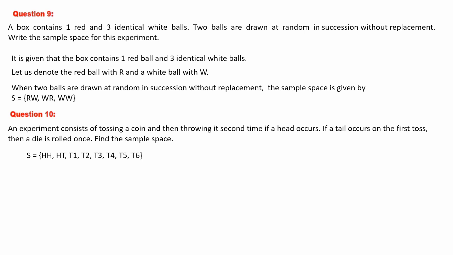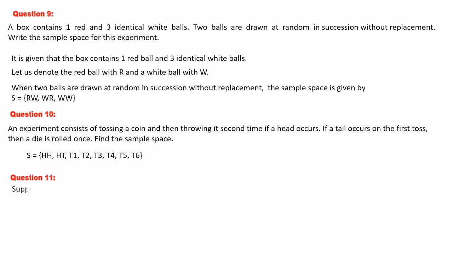Then in the first toss, if you are getting the tail, then you will roll the die. That means the die has 6 faces. So the possible outcomes are T1, T2, T3, T4, T5 and T6. Tossing a coin, you are getting the tail, then from the die you may get 1, then tail and 2, tail and 3, and so on, until tail and you will end up with a 6. So this is the sample space.